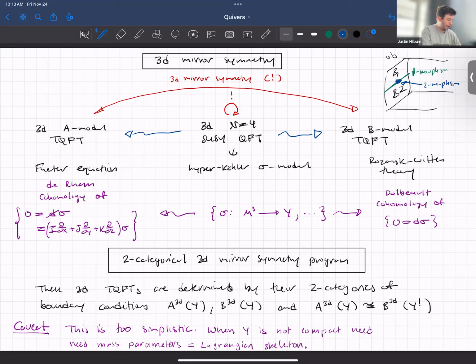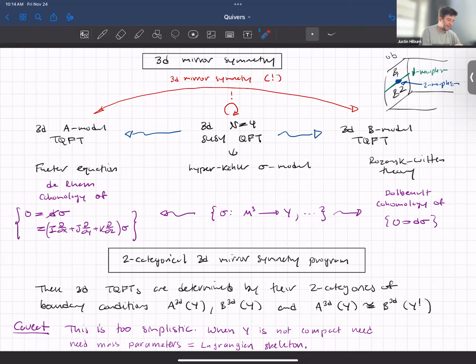And so the two categorical 3D mirror symmetry program is going to be: build a two category out of the Fueter equation and build a two category out of the Rozansky-Witten theory associated to a hyper-Kähler manifold. And then if you have two 3D mirror hyper-Kähler manifolds, then the A-type category, the one built from the Fueter equation, will be equal to the B-type two category, the one built from the Rozansky-Witten theory of the mirror.